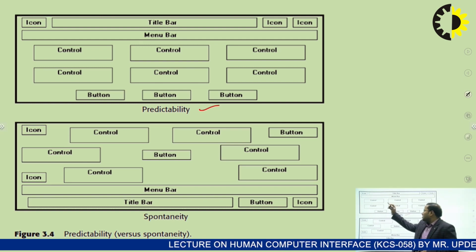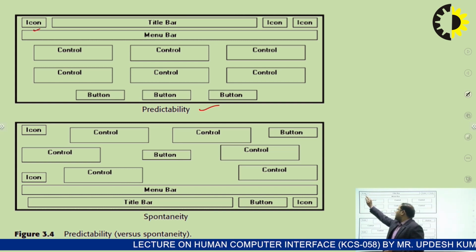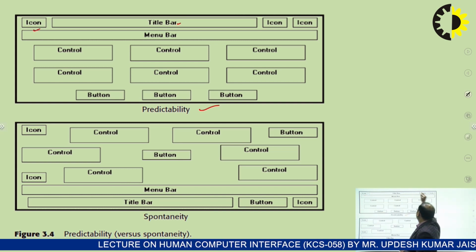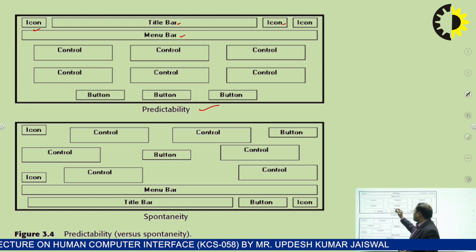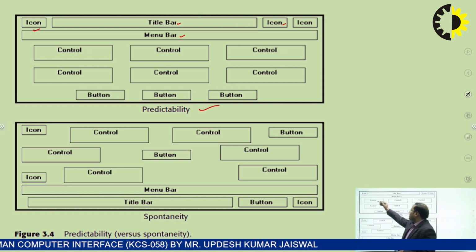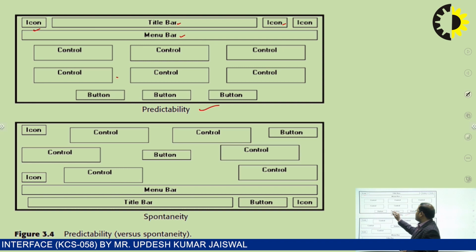Here, in the leftmost icon, then the title bar, icon, then the menu bar is shown. Below the menu bar, different controls are shown, and all the controls are of the same size. Then a button will come, and after one button, the next button, the next button. So everything is predictable. If I am watching this, then I can predict the next element. If I am seeing this screen, I can also predict the next screen.